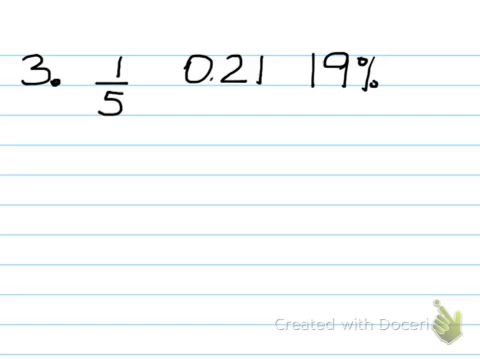And here's another example. This time I want you to do this on your own. It's 1/5, 0.21, and 19%. I'd like you to pause, figure out how you'd like to go about doing this. If you'd like to make them all fractions, you can. If you'd like to make them all decimals, you may. And if you'd like to make them all percentages like I do, then you can do that as well. And when you come back, the answer will be there. So pause now.